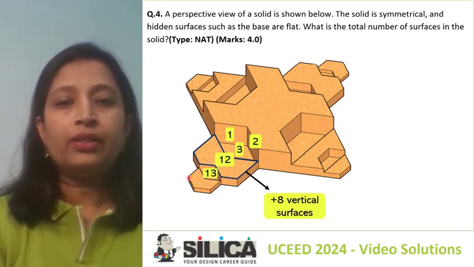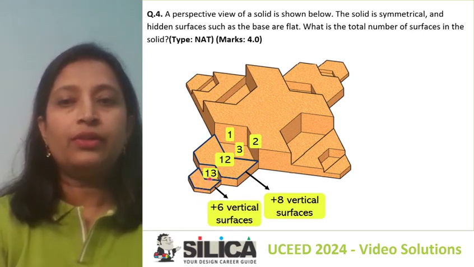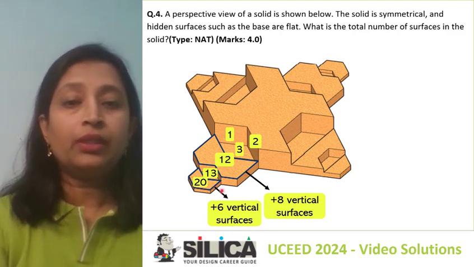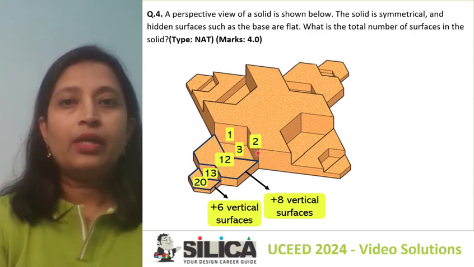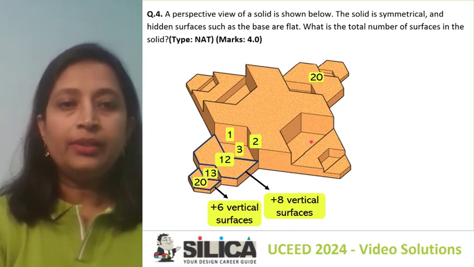Again for the vertical surfaces, if we see, there are 6 vertical surfaces. So 13 plus 6, that will be 19, and plus this one on top, so 20. So this part will have 20 surfaces, and because this is symmetrical, this side will also have 20 surfaces. This 20, this 20. Now let's count this side.